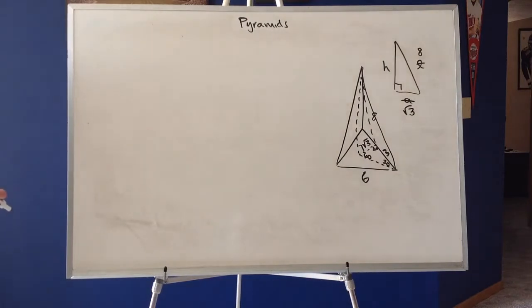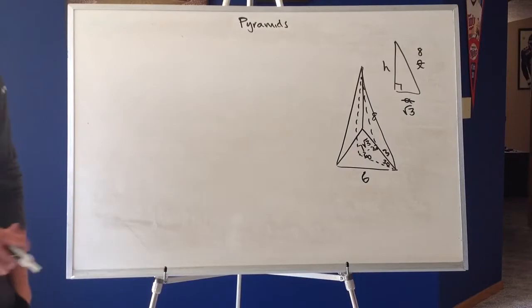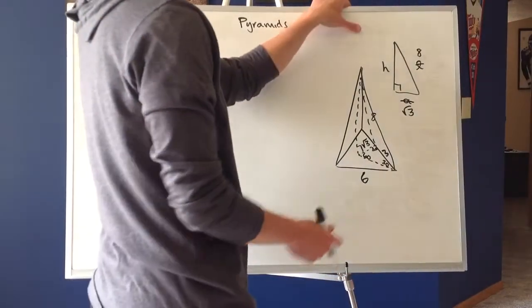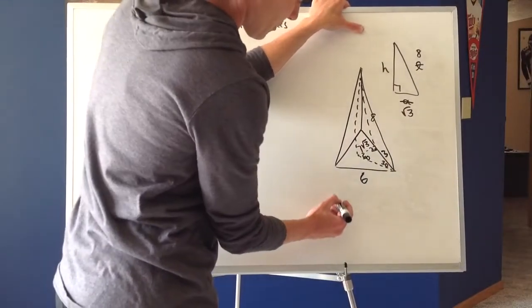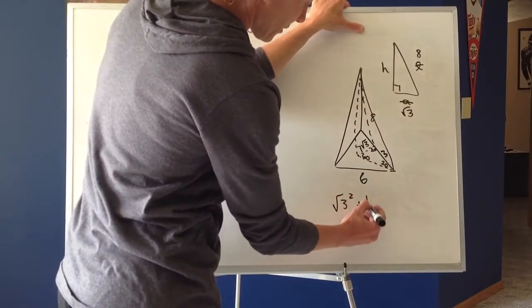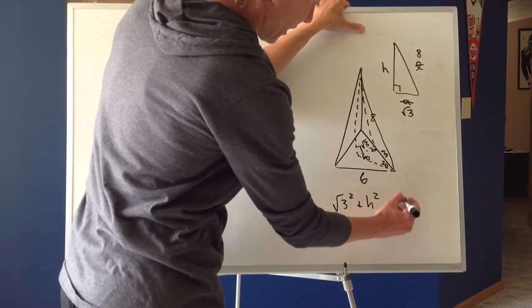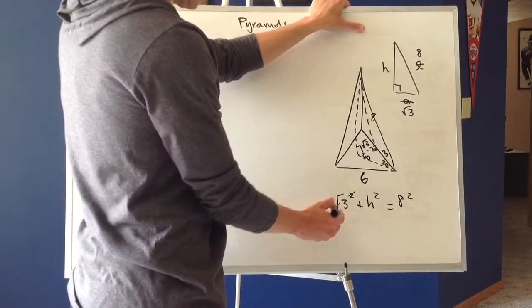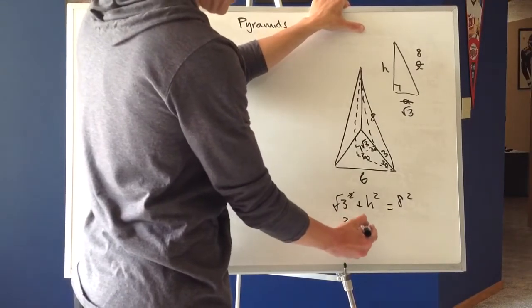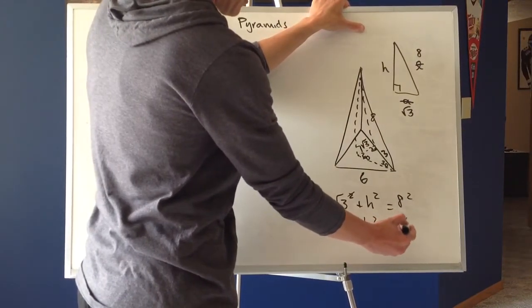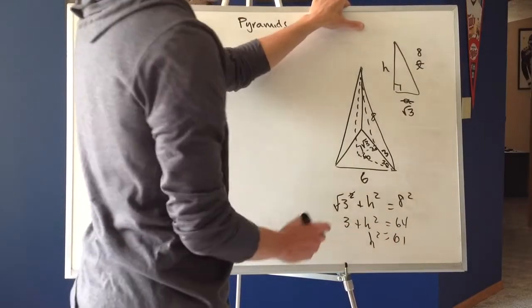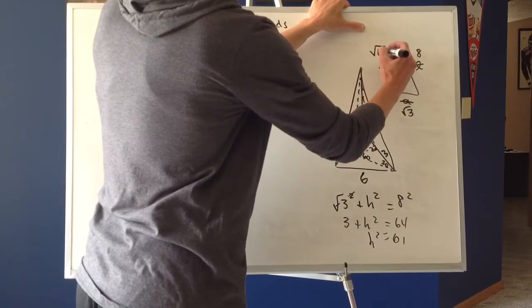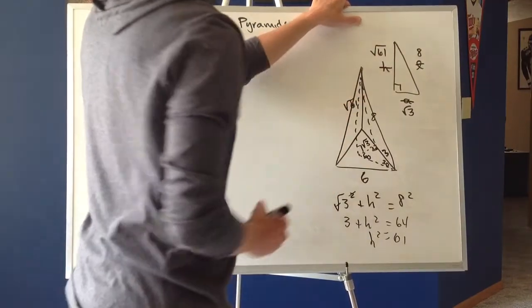So then last but not least, we need to find our height. To find our height, we have to use the Pythagorean theorem. This one's not a Pythagorean triple, so you're going to want to write it out. So I could do square root of 3 squared plus my height squared equals 8 squared. Remember, these just cancel each other out, so you just get 3. Subtract your 3 and get 61. Take the square root. There's nothing that goes into it, so it would just be square root of 61.